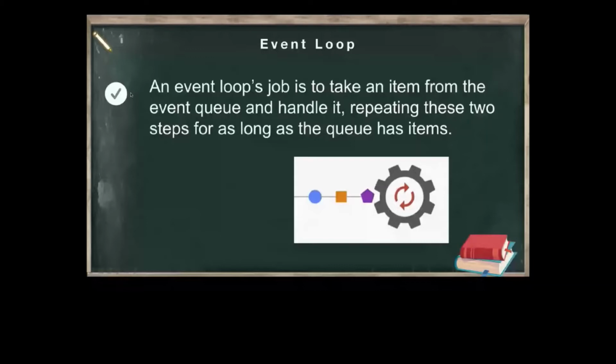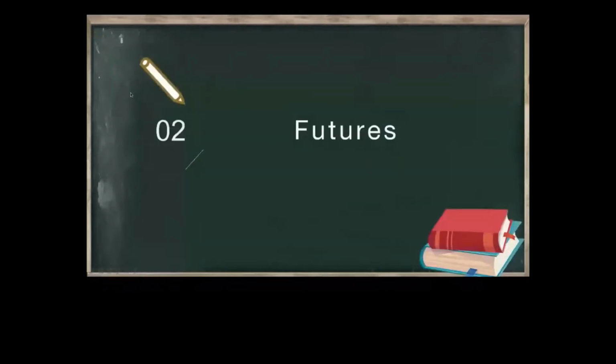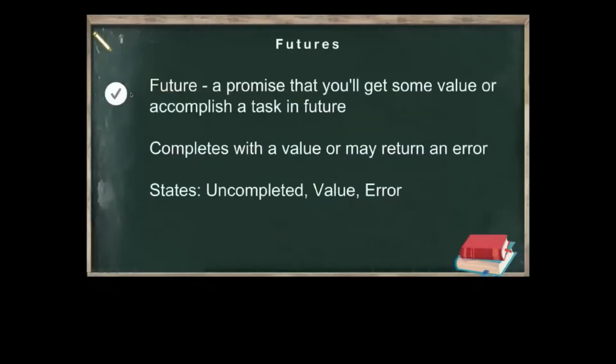So the next thing we're going to look at is futures. I think I misarranged the slide. So a future basically is just a promise that you'll get some value or accomplish a task in the future. So a future will have 3 states.